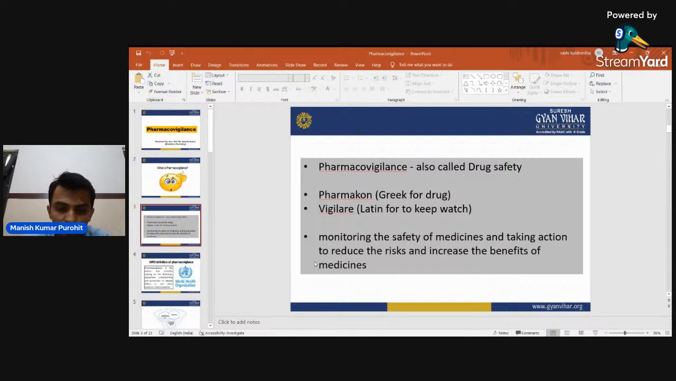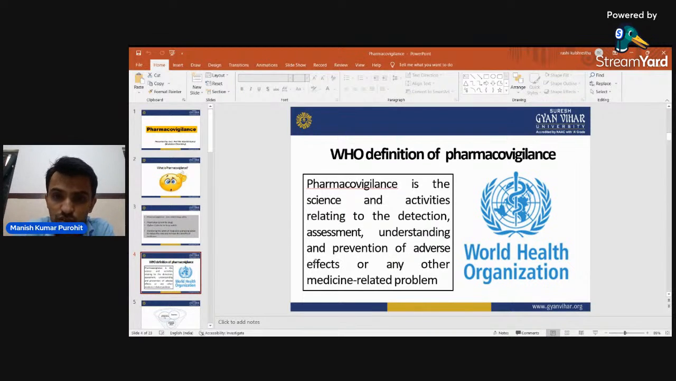According to the definition, pharmacovigilance is monitoring the safety of medicine and taking action to reduce the risk and increase the benefit of the medicine. According to the WHO definition, pharmacovigilance is the science and activity related to detection, assessment, understanding, and prevention of adverse effects or any other medicine-related problem. Mostly we focus on the adverse effect. We detect, assess, understand, and prevent the adverse effect.